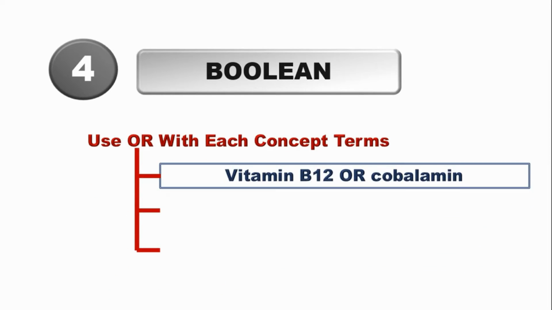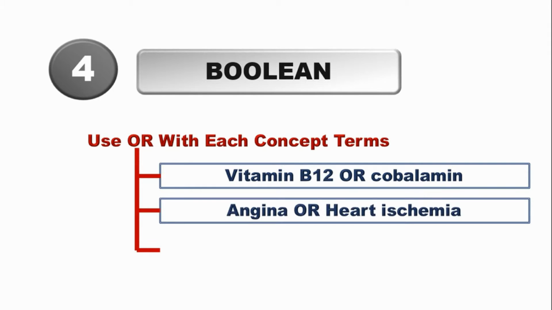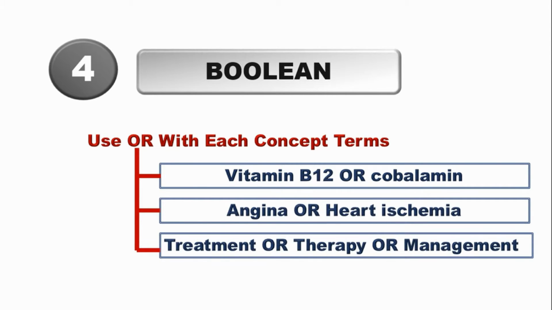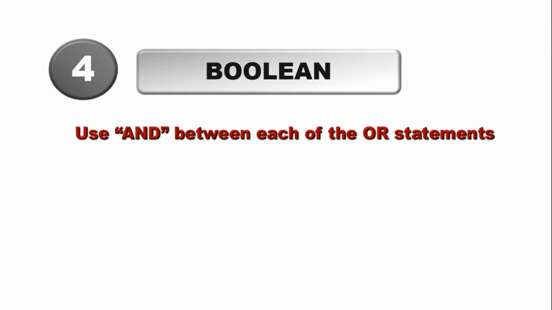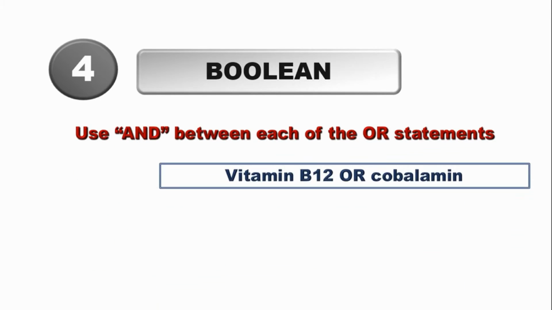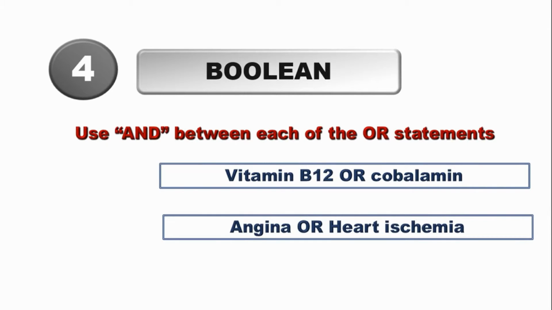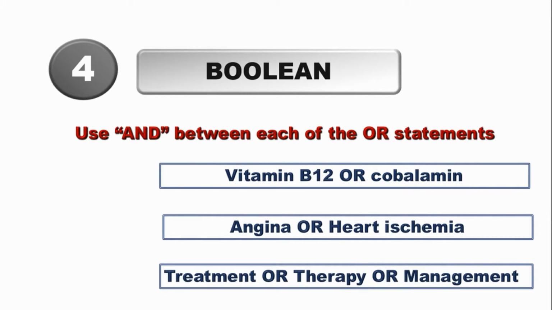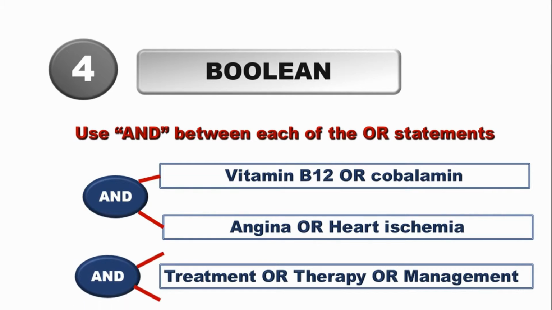Vitamin B12 or cobalamin, angina or heart ischemia. Treatment or therapy or management. Now, use AND between each of the OR statements. Vitamin B12 or cobalamin, AND, angina or heart ischemia, AND, treatment or therapy or management.